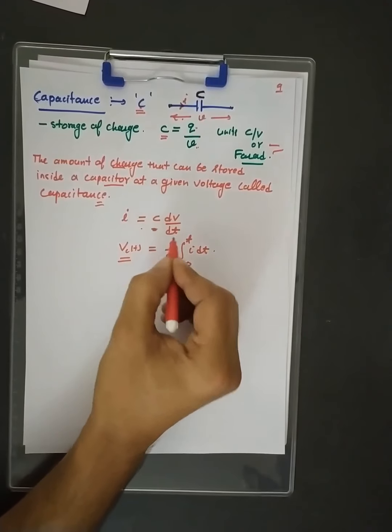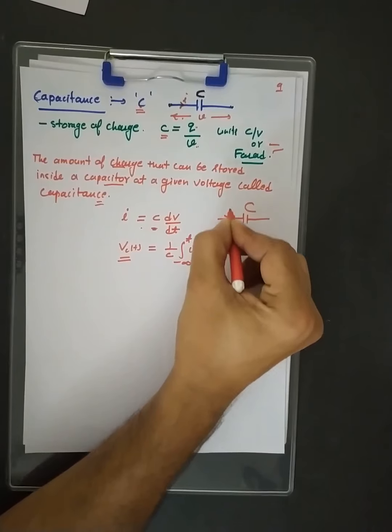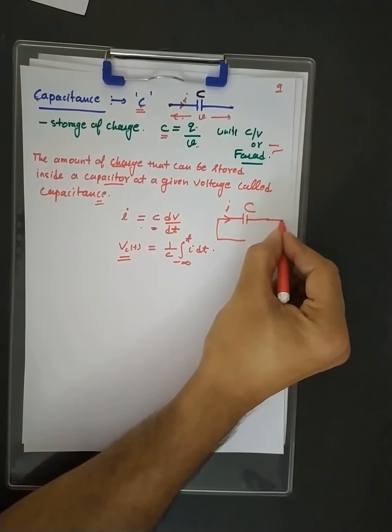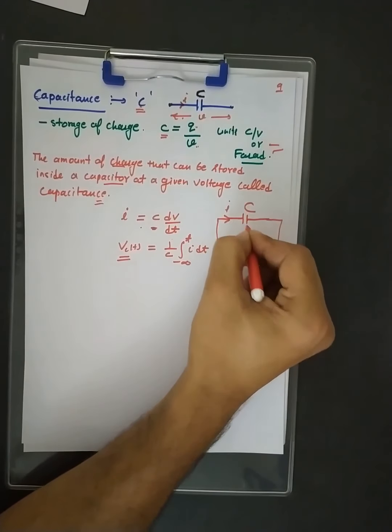And for the voltage across the capacitor, this is your capacitor, and this one is your current. Clear? So you have connected some voltage here. This one is your V.